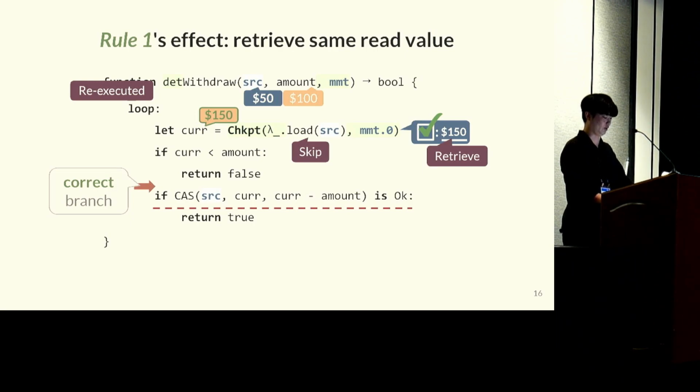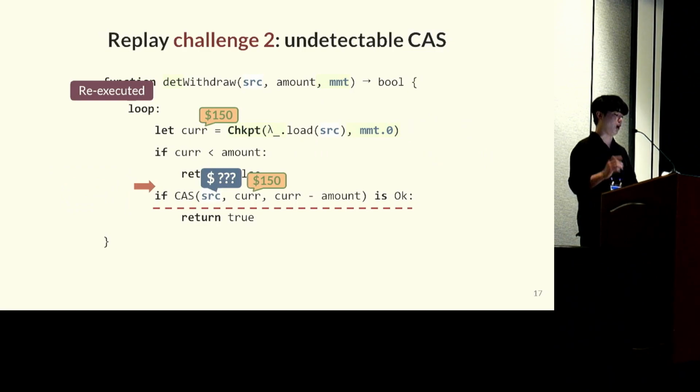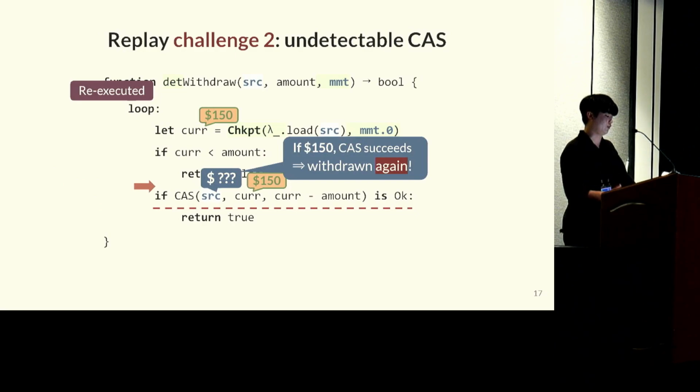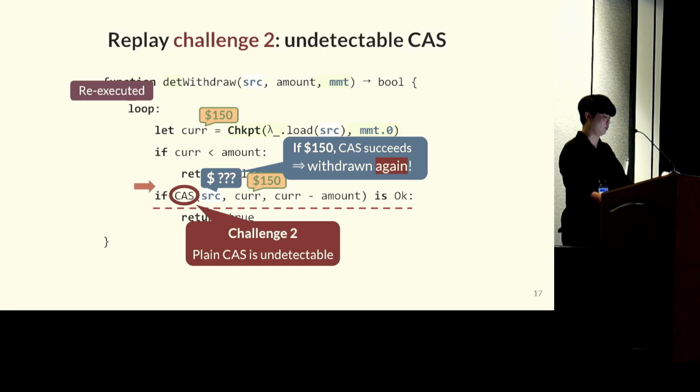But we are not done. There's another challenge. Next is the undetectable CAS challenge. If source is currently $150, CAS succeeds. But because CAS already succeeded before the crash, we end up double withdrawing. So the plain undetectable CAS means we cannot replay correctly.